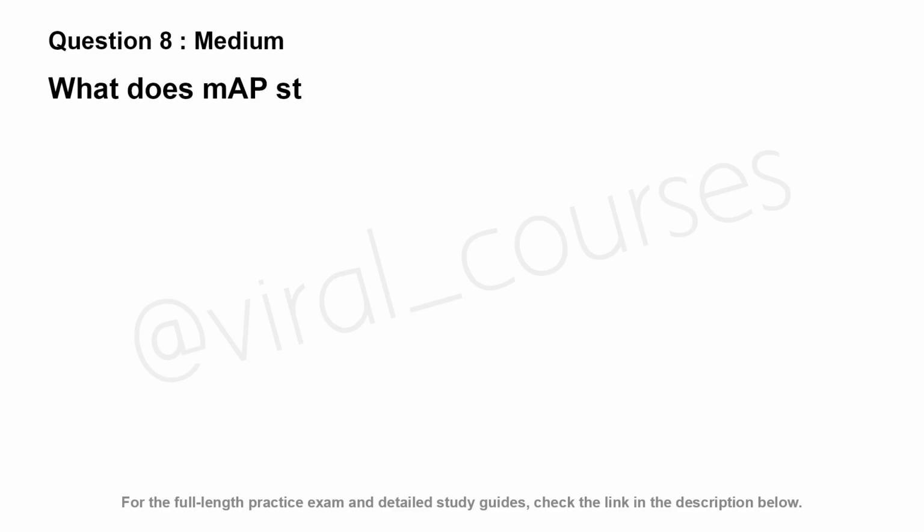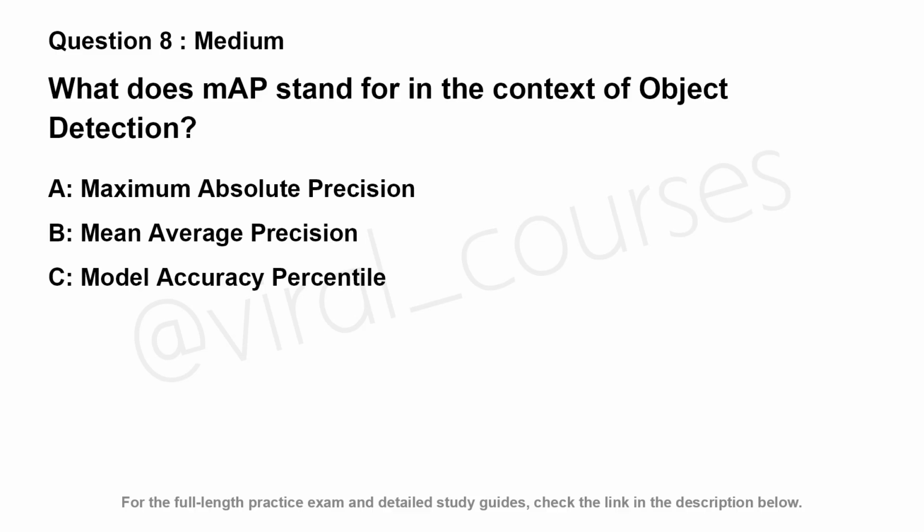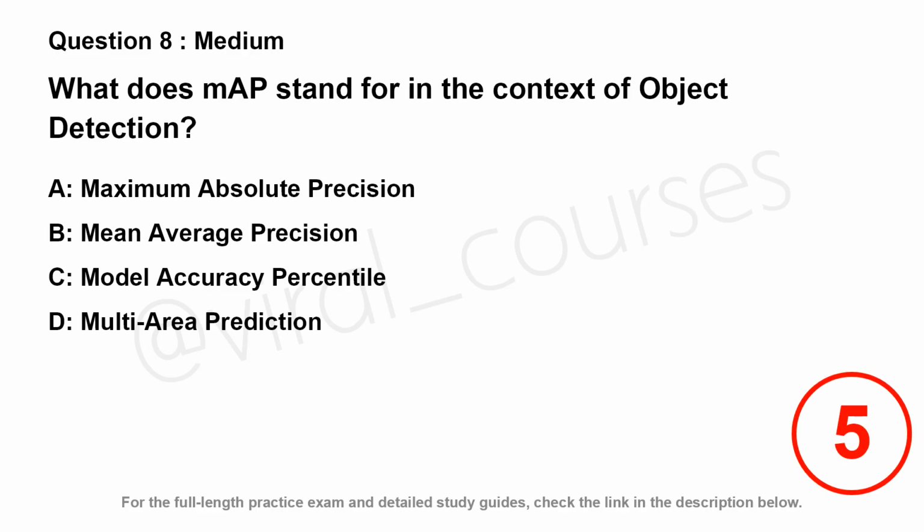What does MAP stand for in the context of object detection? Option A. Maximum absolute precision. Option B. Mean average precision. Option C. Model accuracy percentile. Option D. Multi-area prediction.